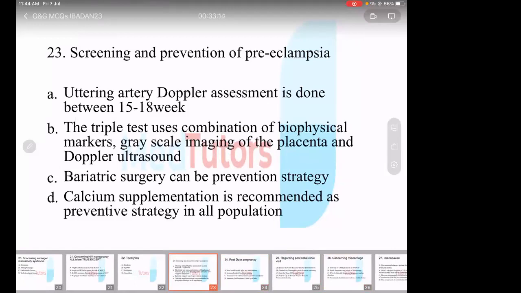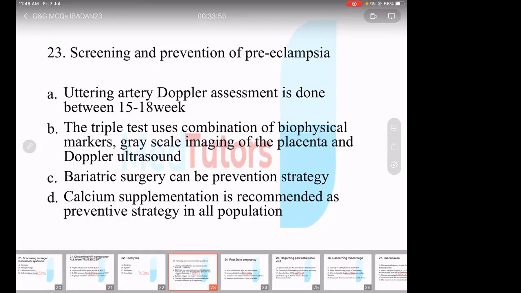Let's continue. We were on question 23. It says screening and prevention of preeclampsia. A, uterine artery Doppler assessment is done between 15 to 18 weeks. B, the triple test uses combination of biophysical markers, grayscale imaging of the placenta and Doppler ultrasound. C, bariatric surgery can be prevention strategy. D, calcium supplementation is recommended as preventive strategy in all population.